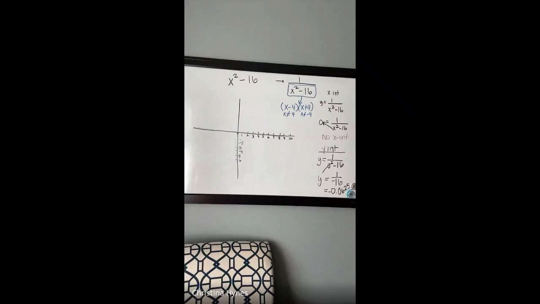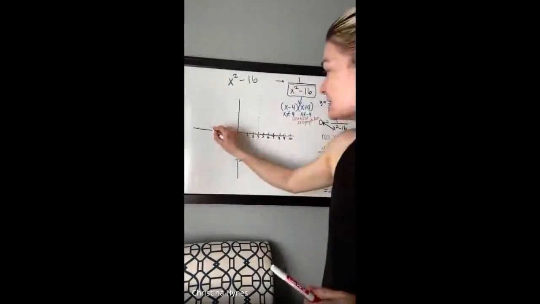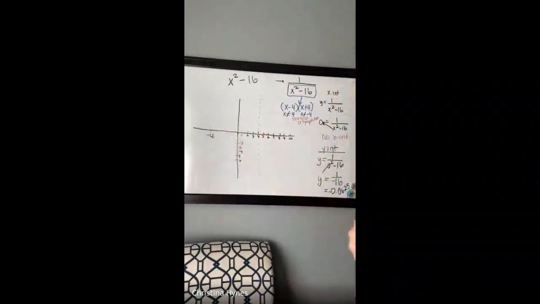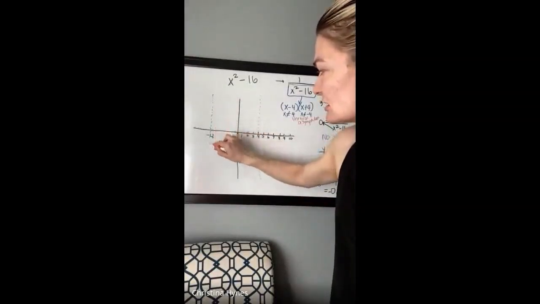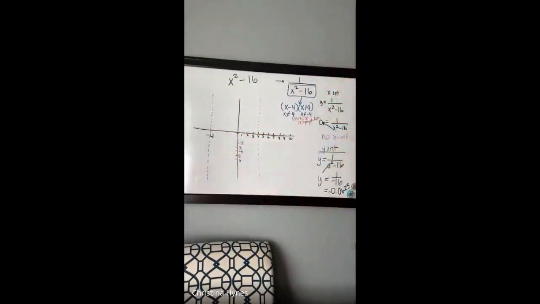The reason that's important is because these are called vertical asymptotes. When it comes to graphing these equations, you're going to have a dotted line at positive 4. This is x equals positive 4. You're also going to have another one at negative 4. It's a dotted line again that you're not touching, so that's why I make it dotted. Now we have to figure out what the graph is going to look like.